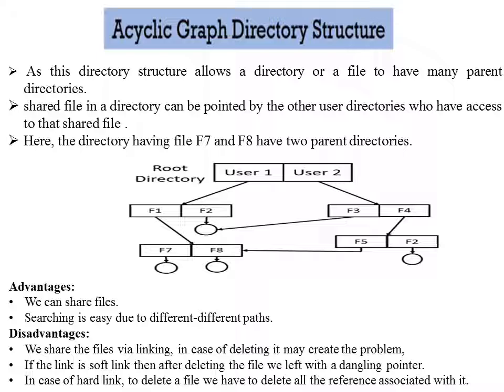So in case of deleting, it may create a problem. Also, if the link is a soft link, then deleting the file will leave a dangling pointer. In case of a hard link, to delete a file, we have to delete all the references to the corresponding file. So this is what we know about the acyclic graph directory structure.